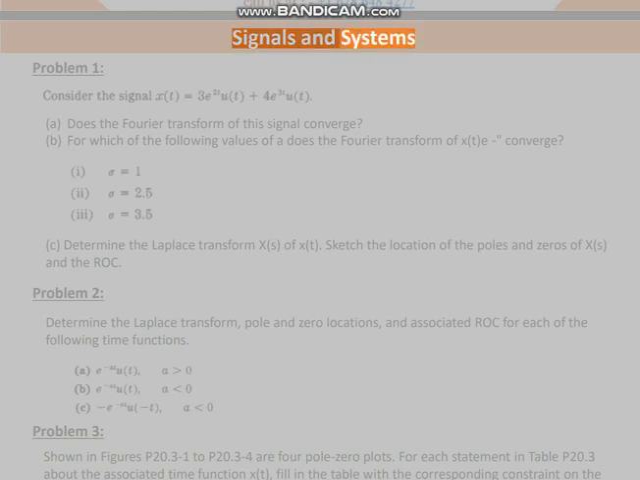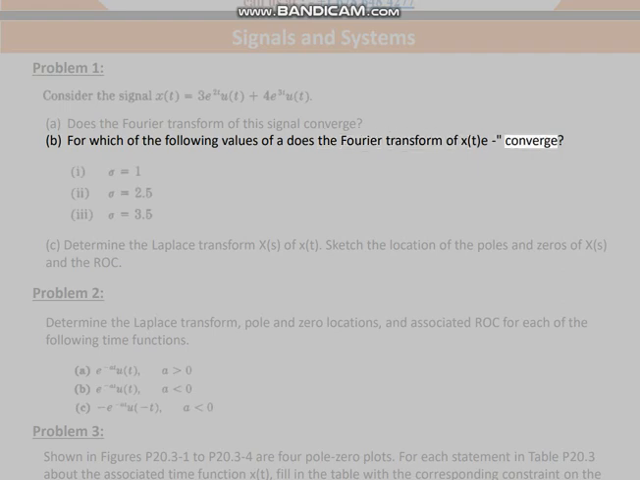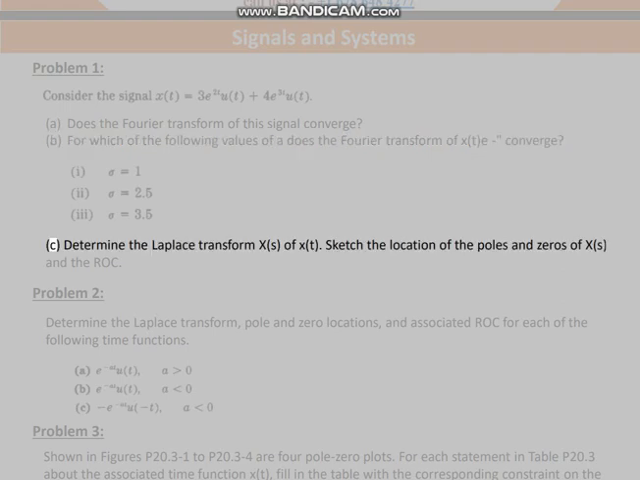Signals and Systems. Problem 1. A. Does the Fourier transform of this signal converge? B. For which of the following values of a does the Fourier transform of x(t) converge? C. Determine the Laplace transform X(s) of x(t). Sketch the location of the poles and zeros of X(s) and the ROC.